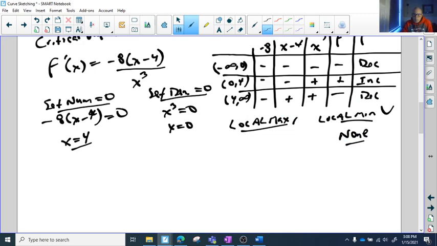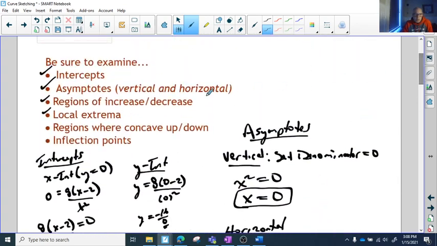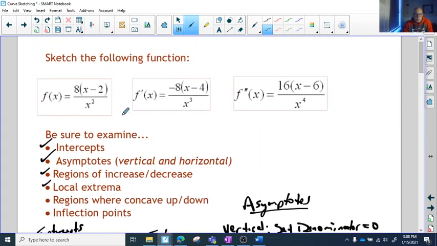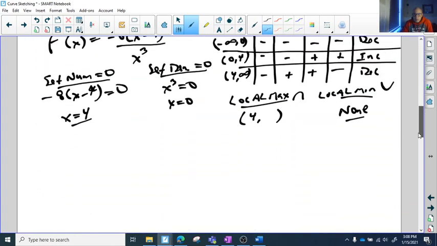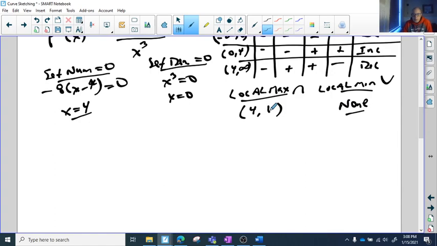Local max is when you switch from increase to decrease. Increase to decrease happened at the number 4, which is a defined value. I would take the number 4 and substitute it in for the x. 4 minus 2 is 2, times 8 is 16, over 4 squared, which is 16, so it's going to come out to be 1. (4, 1) is a local maximum.